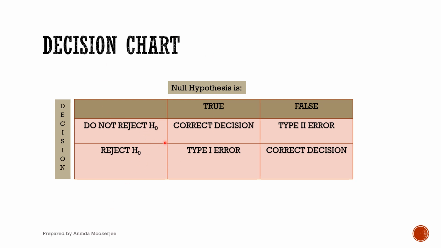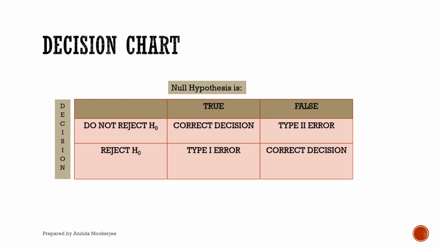Now here's the decision chart that I was talking about in the previous slide. So let's look at it. It may be easier for us to understand what the type 1 and type 2 errors are. So here we have the two possible decisions taken on the null hypothesis. The decision is always taken on the null hypothesis. The first one is do not reject the null hypothesis, and the other one is reject the null hypothesis. And here we have across the two possible states of the null hypothesis, which is true or false. So either the null hypothesis could be true or it could be false.